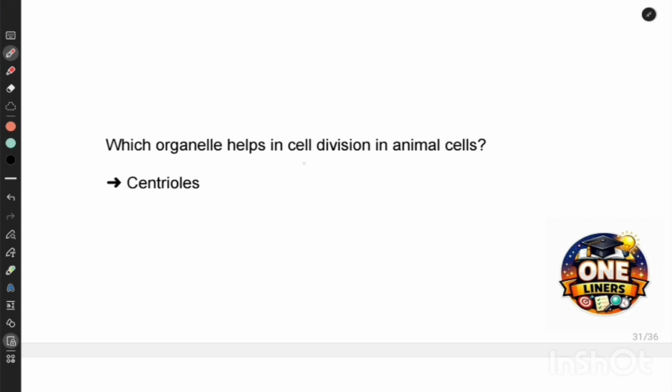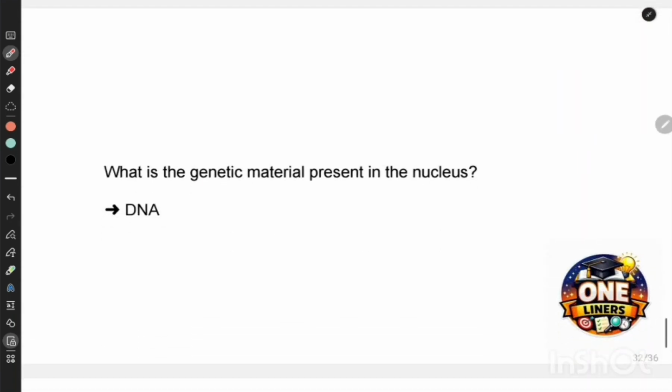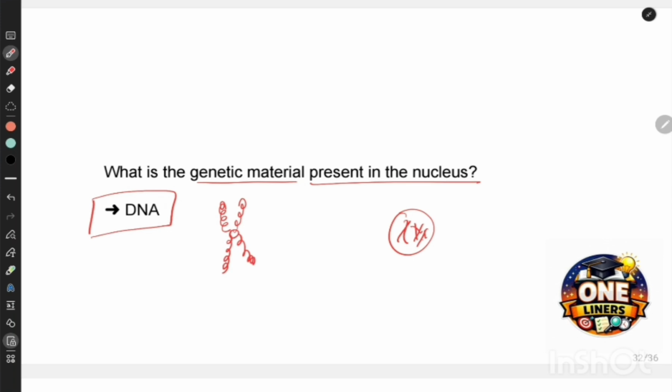Which organelle helps in cell division in animal cells? So centrioles help in cell division in animal cells, and centriole are absent in plant cell. Remember it. Okay. Next one. What is the genetic material present in the nucleus? So DNA is the genetic material which is present inside the nucleus of a cell. Okay. And DNA coils like this, and the structure is known as chromosome. Okay.